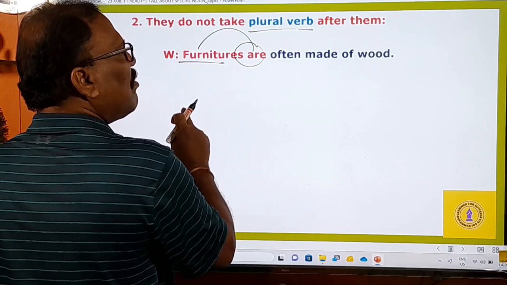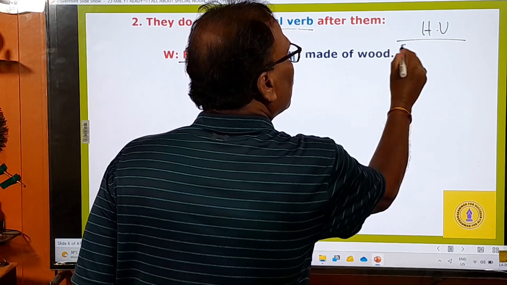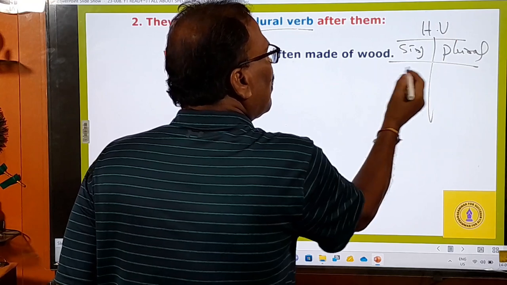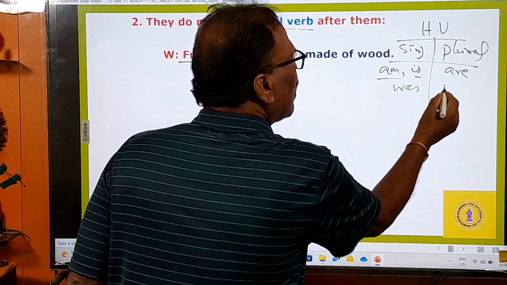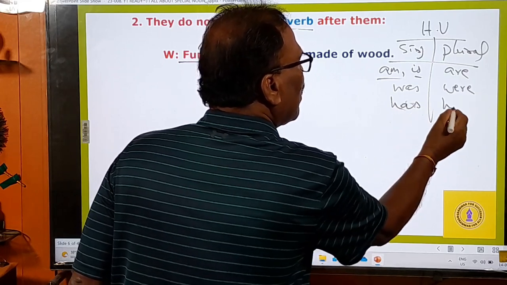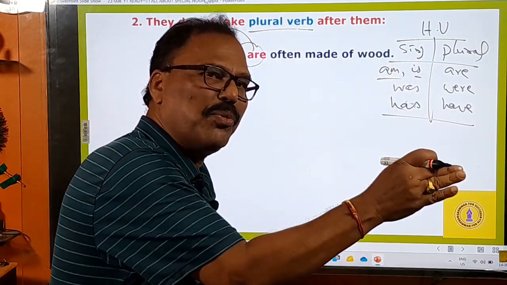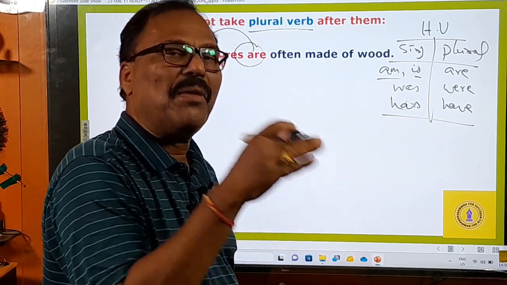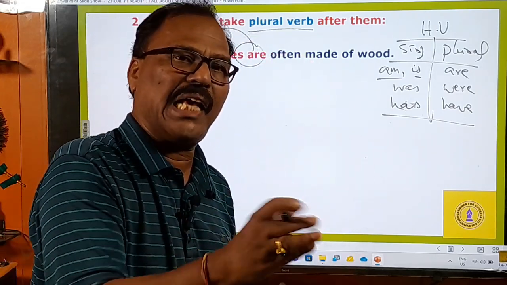Plural verbs are very important in the exam. For example, helping verbs. This is singular, this is plural. Am is singular, plural is are. Was is singular, were is plural. Has is singular. Have is plural. And all other helping verbs, shall, will, would, should, may, might, must, are both singular as well as plural.